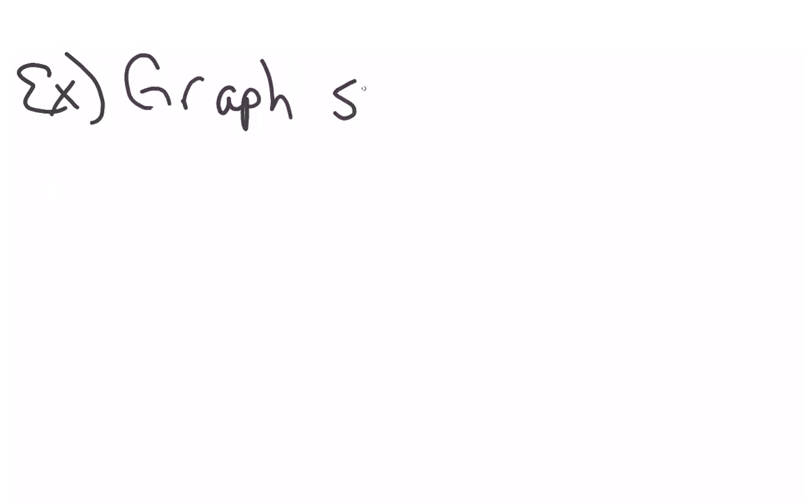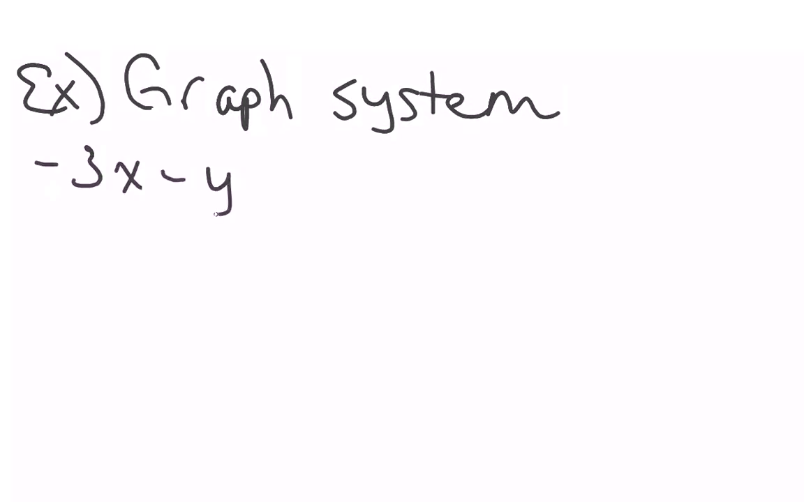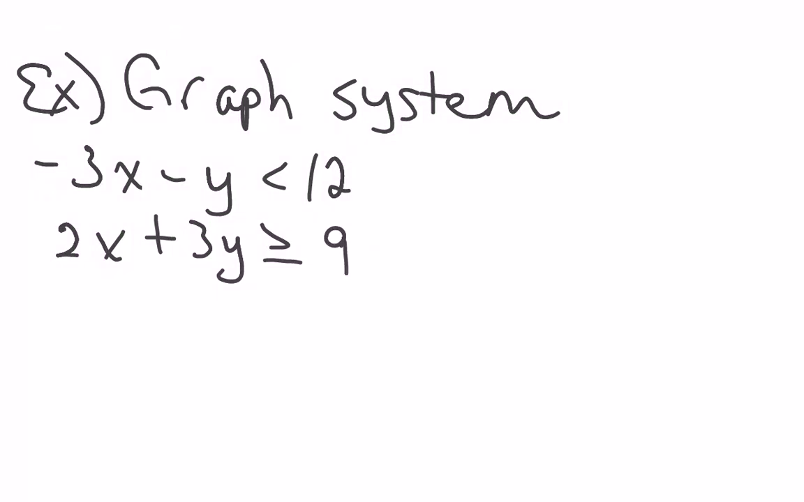Last example. We want to graph the system of inequalities. So when it says to graph a system, that means we're going to have more than one inequality on the same graph. So negative 3x minus y is less than 12. And we want to graph 2x plus 3y is greater than or equal to 9.